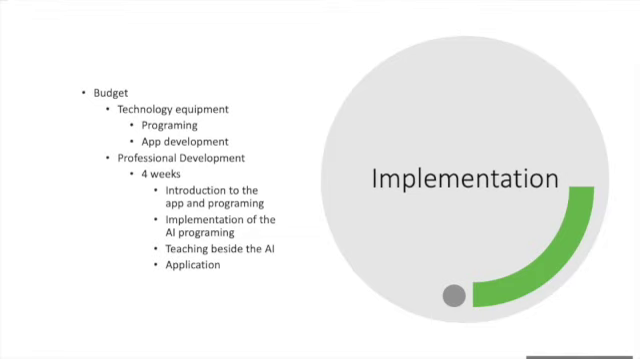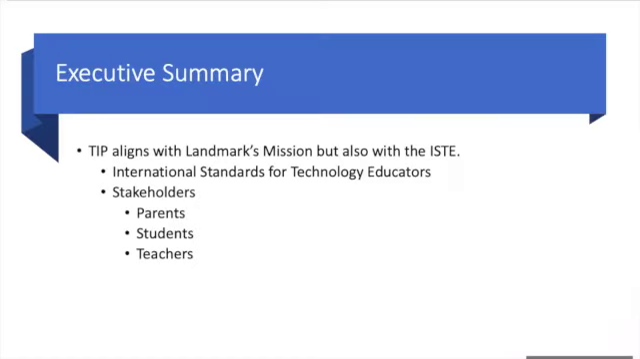The professional development would be a 4-week plan. You would have an introduction to the app and programming implementation of the AI, teaching and being able to show the teachers how to teach beside it, and then allowing the teachers to go out and apply that and come back with the data and talk about what they found from their AI programming data.